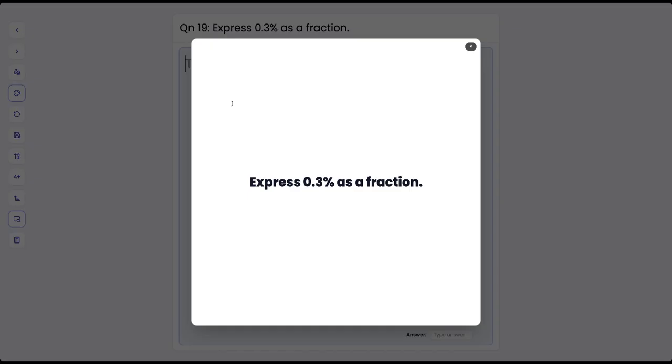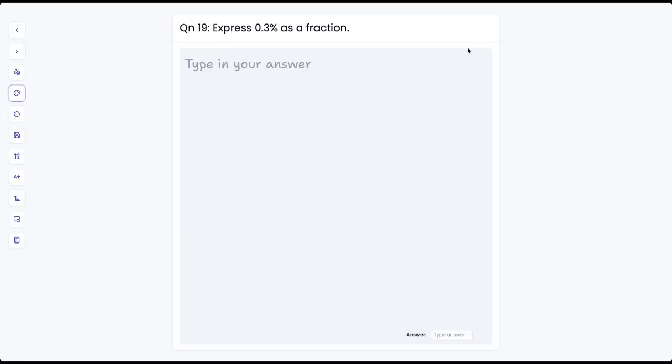Okay, question 19. Express 0.3% as a fraction. So if you know about fraction, 1% is equal to 1 out of 100. Okay, so straightforward, right? So in this case, what about 0.1%? That means we actually have to divide, right? In this case over here.